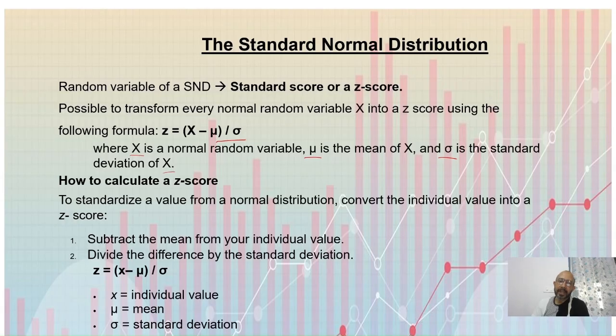Then how to calculate a Z score? To standardize a value from a normal distribution, convert the individual value into a Z score. Subtract the mean from your individual value, then divide the difference by the standard deviation. Here x equals the individual value, mu is the mean and sigma is the standard deviation.